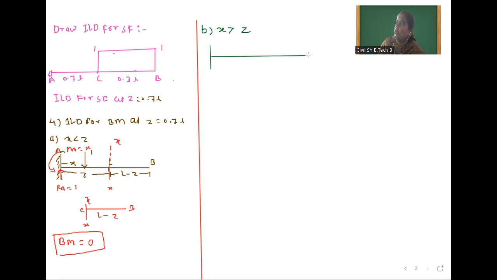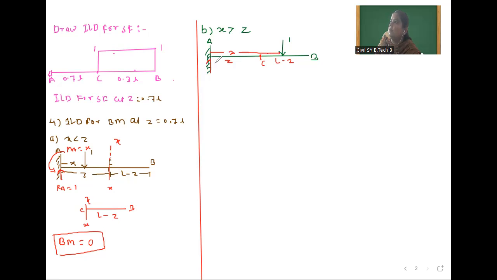Now our x location is greater than z. So we will mark here, suppose, this is A point. Then this is 1 unit load, so this is our B point. We will locate here C point, that is this distance is z, and this distance is L minus z. And this distance is x.